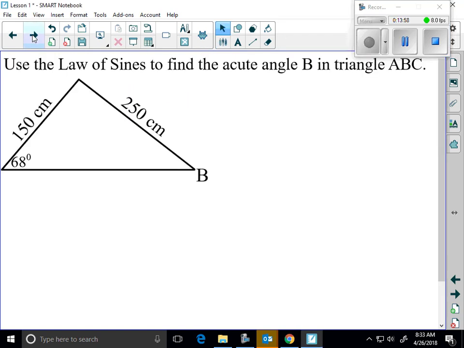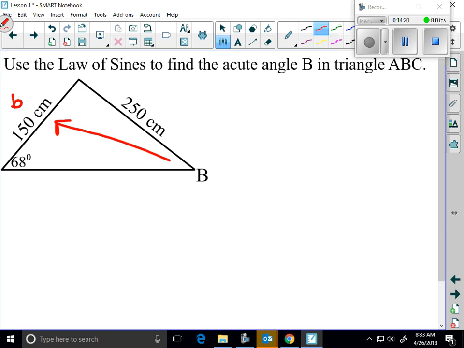I want to do one more, you guys. I'm going to use the law of sines to find the angle. Would you please do a setup to find angle B? Now, question. What would the 150 be? Would that be side A, side B, or side C? Side B, right? It's across from angle B, so it's side B.